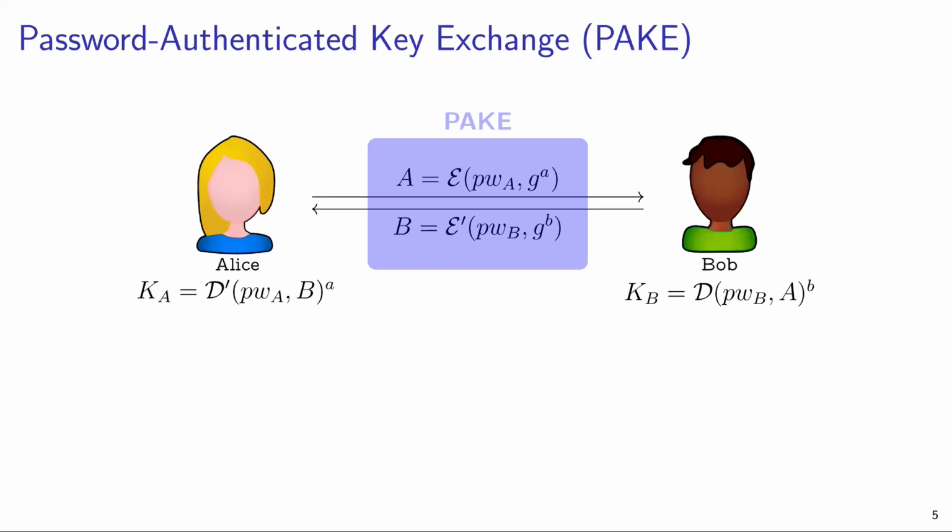So let's say that Alice and Bob now share a secret password, which might be of low entropy, like many passwords are in practice. With a password-authenticated key exchange, or PAKE, they can use this password to stop a man-in-the-middle attack.